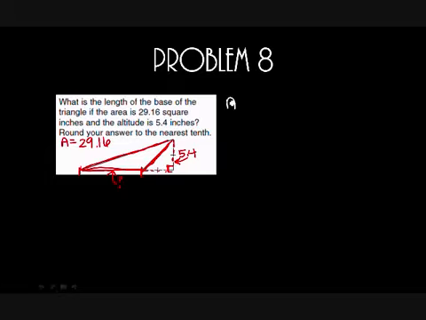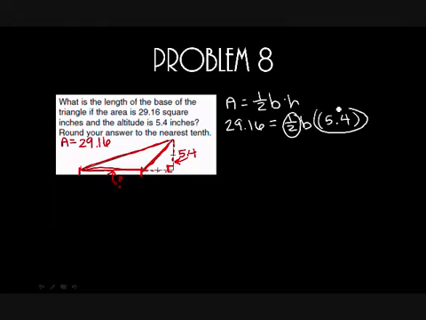So we're just going to use the formula A equals 1/2 base times height. They give us the area, which is 29.16. We're looking for the base, and then they give us the height, which is 5.4. Just like I've said before, I think the easiest way to start these problems is to get rid of the 1/2. So we're going to do 1/2 times 5.4 because we can multiply in any order. And you get 2.7b. Just carry the b down. And then the 29.16 gets carried down.